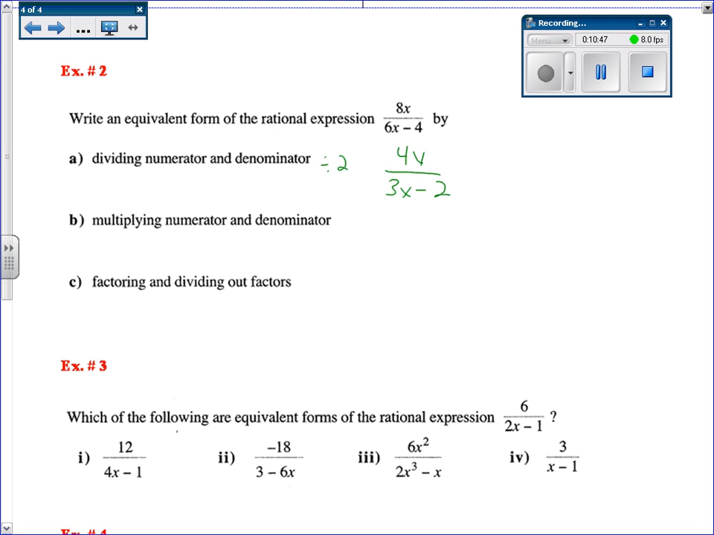If we multiply the numerator and denominator by 2, we get 16x over 12x minus 8. All three of those are equivalent so far. Now factoring and dividing out factors: the biggest number we can take out of everything is 2. We can take a 2 out of the top, which leaves us with 4x, and a 2 out of the bottom, which leaves us with 3x minus 2. Then those cancel, and what we're left with is 4x over 3x minus 2.